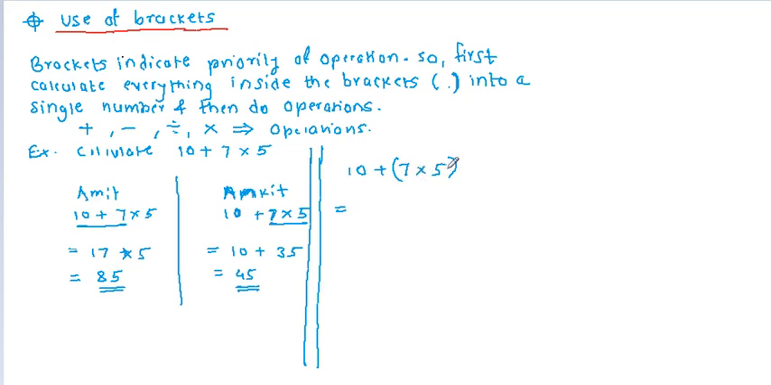What it indicates is that 7 and 5 in the brackets tell any person calculating that they must do the multiplication operation first. So 7 into 5 is 35 and 35 plus 10 is 45. Each time this problem is solved, the answer is the same, that is 45. This way, brackets play a very important role in calculations.